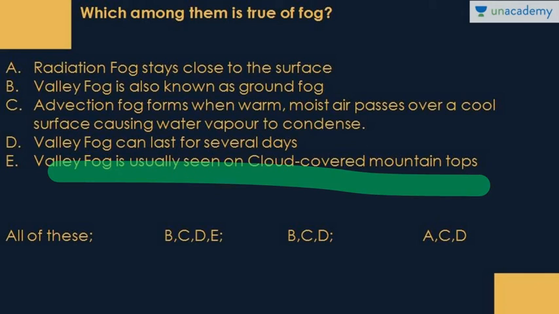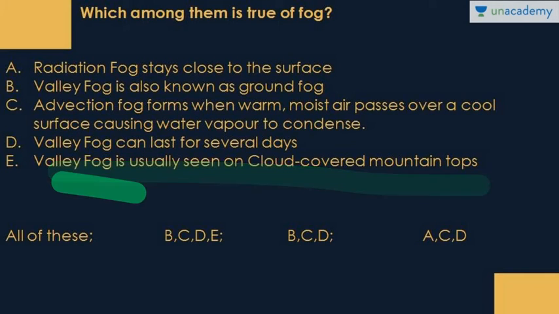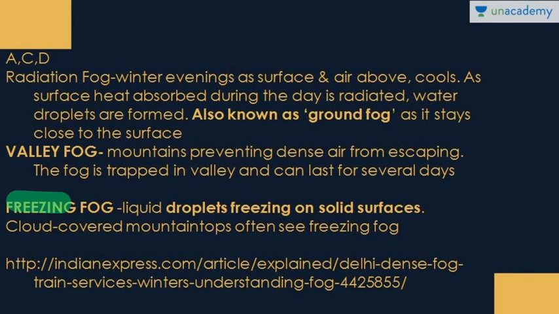And if you look at the last option, it is usually seen on cloud-covered mountain tops. No, something which has to do with a valley cannot be found over mountain tops, right? So it is the freezing fog which is usually found on mountain tops. Freezing fog is formed when the droplets freeze over solid surfaces. Also, you can find the corresponding article here.